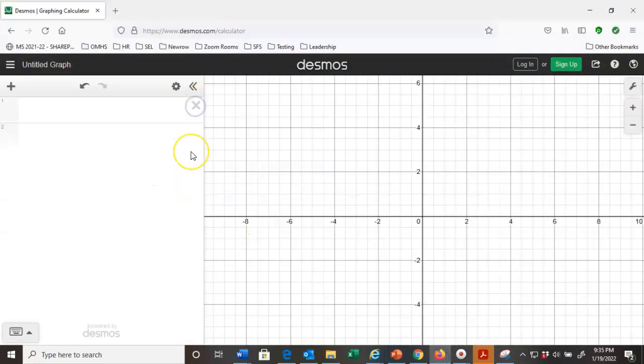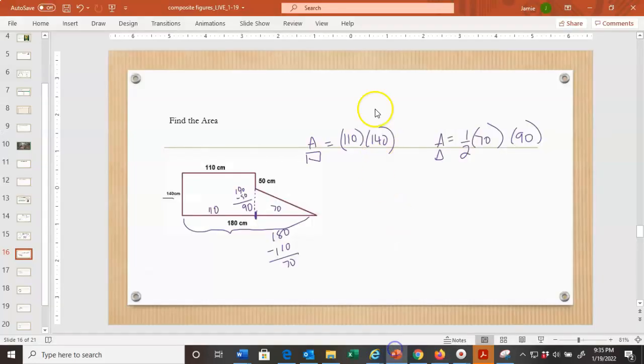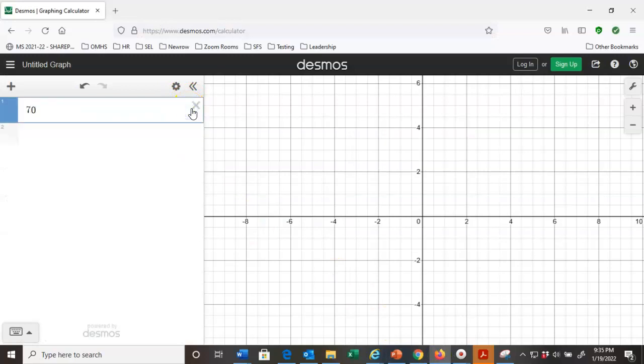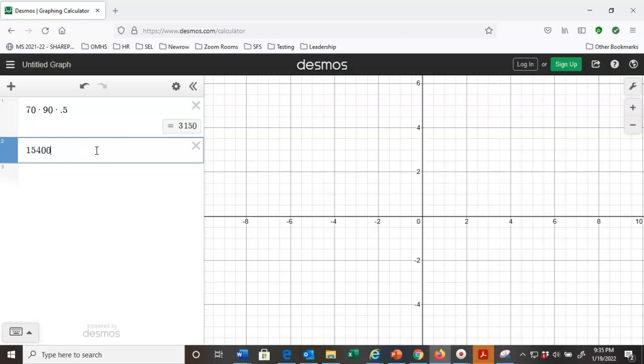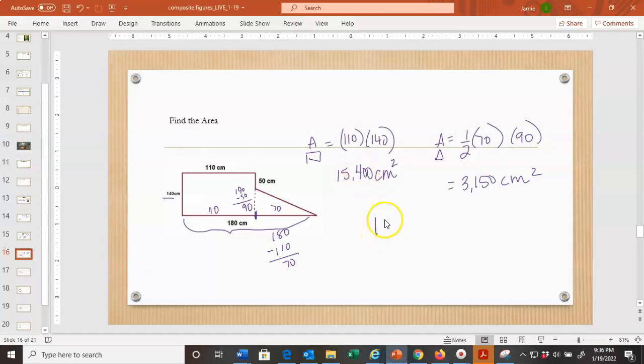110 times 140. 15,400. That's huge. I guess because it is centimeters, so it's not that big. All right, and then 70 times 90 times 1/2. 3150. And then we'll add it together, right? 18,550.